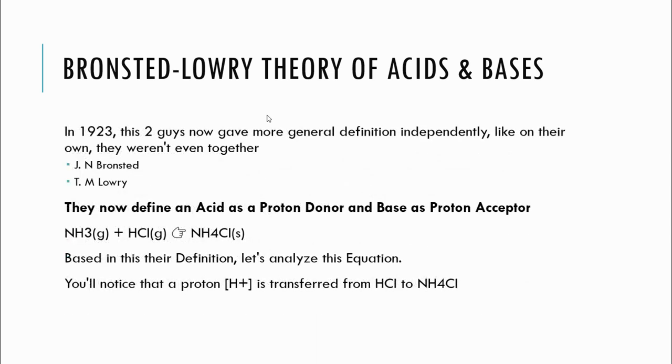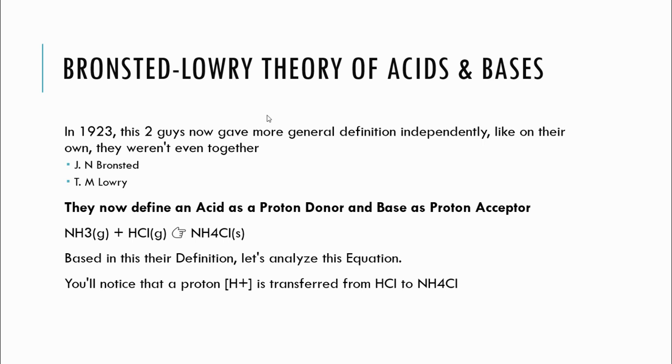Okay. So in 1923, I said 27, it's 23, please. In 1923, these two guys gave us a more general definition independently, on their own, and they were not even together. They came up with the same theory, like they were doing it together. They defined an acid as a proton donor and a base as a proton acceptor. What does a proton donor donate? A proton, which is H plus, while a base is a proton acceptor.